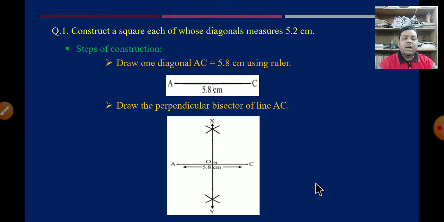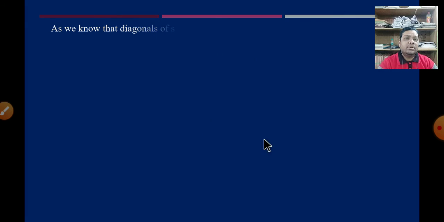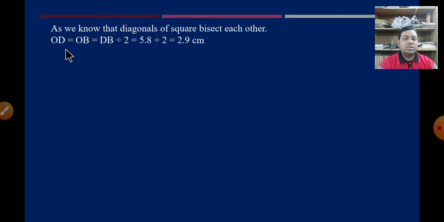Now students, it is not clear that this will be the diagonal, because both diagonals will be 5.2 centimeter, but we will apply another property of a square, that the diagonals bisect each other. It means what will be half of 5.8? It will be 2.9, so 2.9 here and 2.9 here. You can see in the next slide: diagonals of a square bisect each other, so OD equals OB, and both equal half of DB, which is 2.9 centimeter.